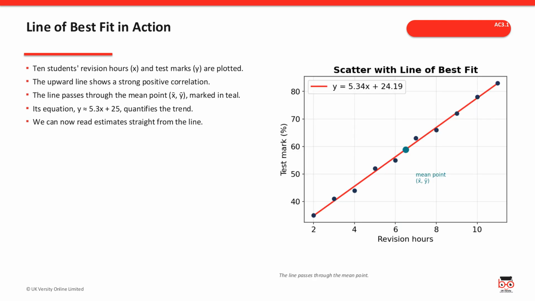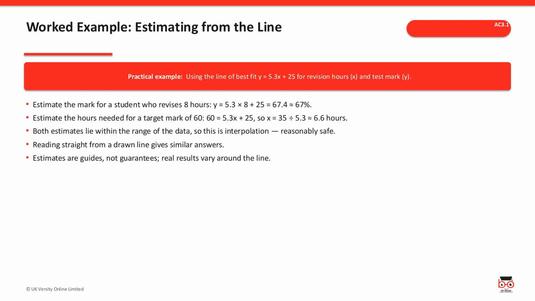Let's see it on real figures. We plot 10 students' revision hours against their test marks, and the points climb clearly from left to right, a strong positive correlation. Our line of best fit passes neatly through the mean point, and its equation turns out to be y is approximately 5.3x plus 25. That little equation captures the trend in a nutshell, and once we've got it, we can read estimates straight off the line.